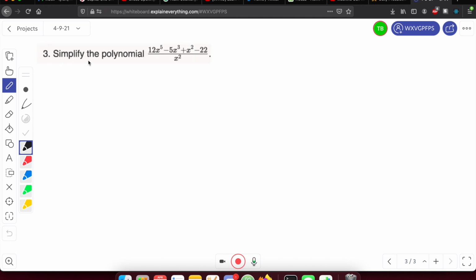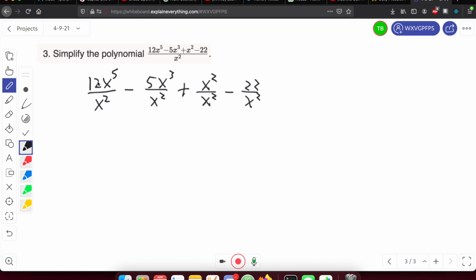Question 3. Simplify the polynomial 12x to the 5th minus 5x to the 3rd plus x squared minus 22, all divided by x squared. So in order to solve this, the first thing we want to do is rewrite each term being divided individually by the term that's dividing all of them. So 12x to the 5th divided by x squared minus 5x cubed divided by x squared plus x squared over x squared minus 22 over x squared. The reason for doing this is that it becomes very obvious what we're supposed to be dividing by which term.